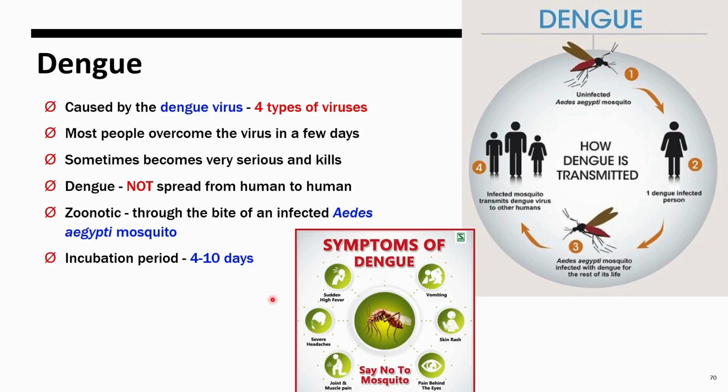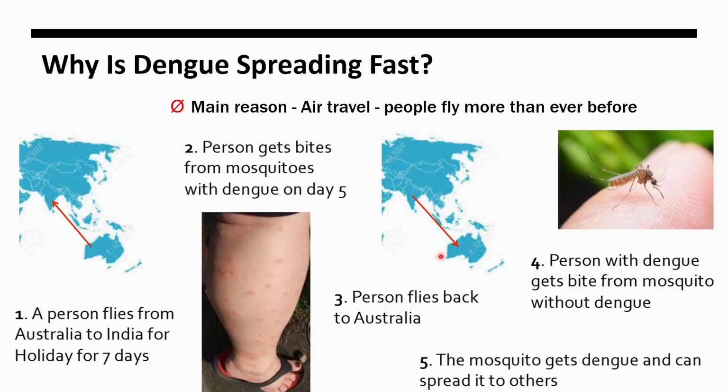What is the time it takes to start developing the disease? 4 days. But the person got the bite on day 5. So he will not show any symptoms even on day 7 when he flies back to Australia. There are no symptoms. But after some days in Australia, he will show the symptoms. And then a mosquito in Australia bites the person and then bites another person in Australia, and then the disease has traveled to Australia. So likewise, dengue is spreading very fast.